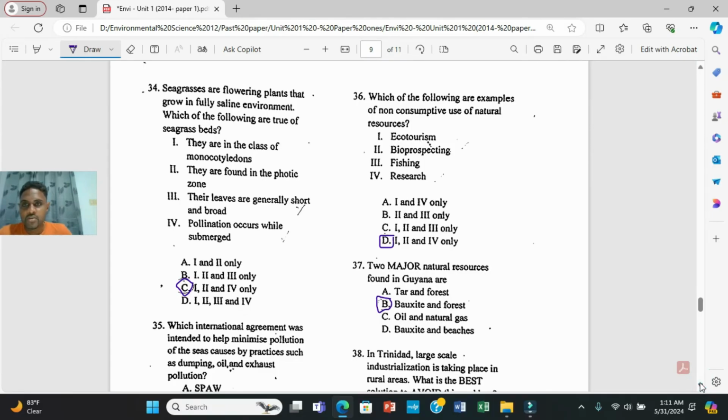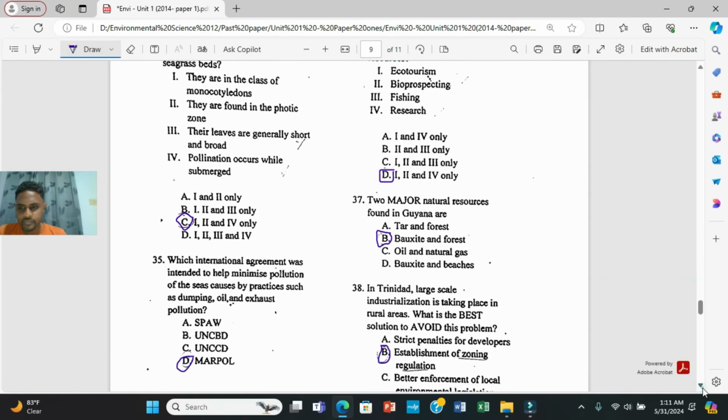Number 34. Seagrasses are flowering plants that grow in a fully saline environment. Which of the following are true of the seagrass? The answer is C, 1, 2, and 4. They are in the class of monocotyledon. 2, they are found in the photic zone. And 4, pollination occurs while submerged. 35. Which international agreement was intended to help minimize pollution of the seas caused by practices such as dumping oil or exhaust pollution? The answer is MARPOL, which is D.